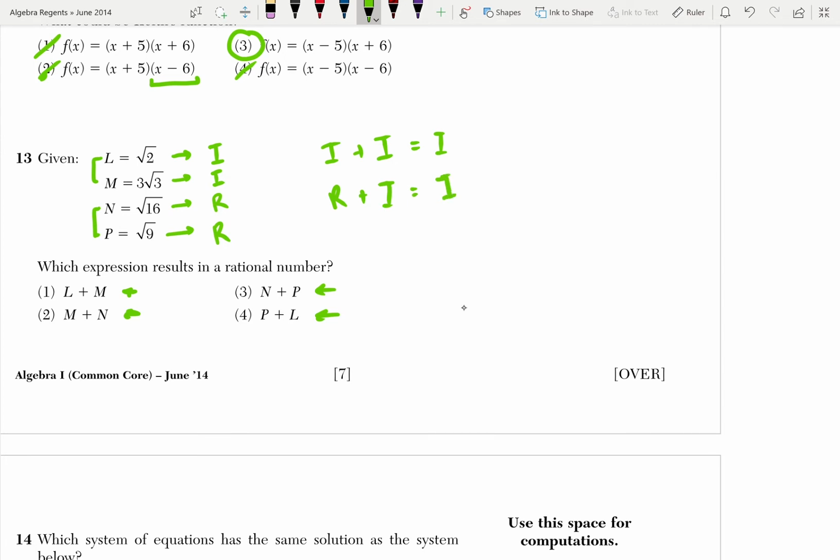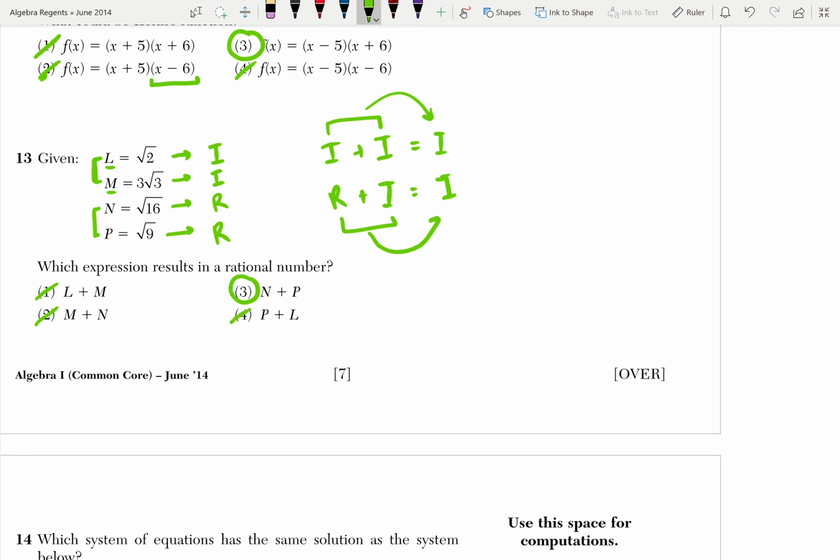So we're looking for which one of these sums does not have L or M in it, because again, irrational plus irrational gives us irrational, and rational plus irrational gives us irrational. So it cannot have either L or M in it. If not, it will be irrational. Number 1, L plus M, both irrational. That does not work. Number 2, M is irrational, N is rational. Again, this will be irrational. Number 3, N plus P, that's just 4 plus 3 gives us 7. That's a rational number, so that's definitely going to be it. And let's just look at number 4. P is rational and L is irrational, so that's not going to work.